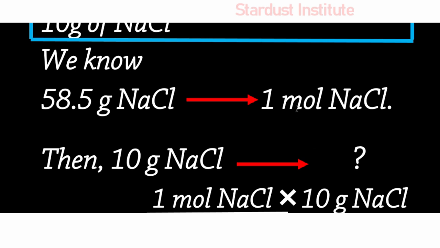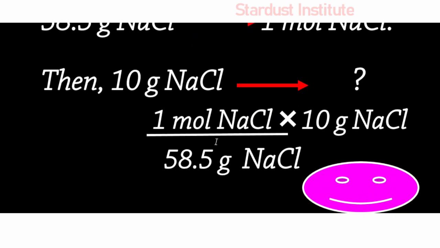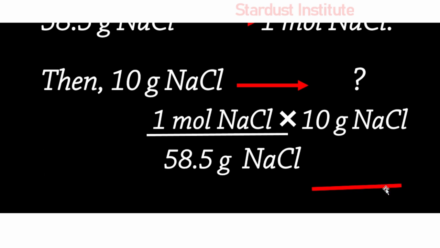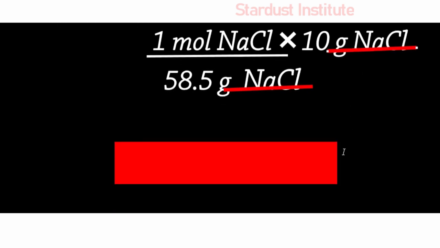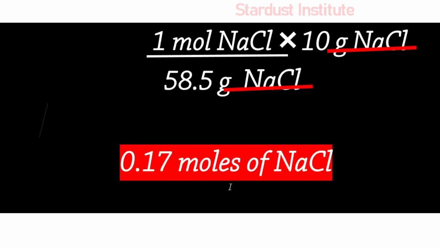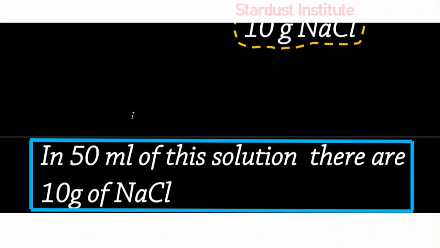We can find the answer in this way. 1 mole NaCl divided by 58.5 grams sodium chloride multiplied by 10 grams sodium chloride. The unit gram sodium chloride should be cancelled out. Then, by simplifying this, we get our answer: 0.17 moles of sodium chloride.